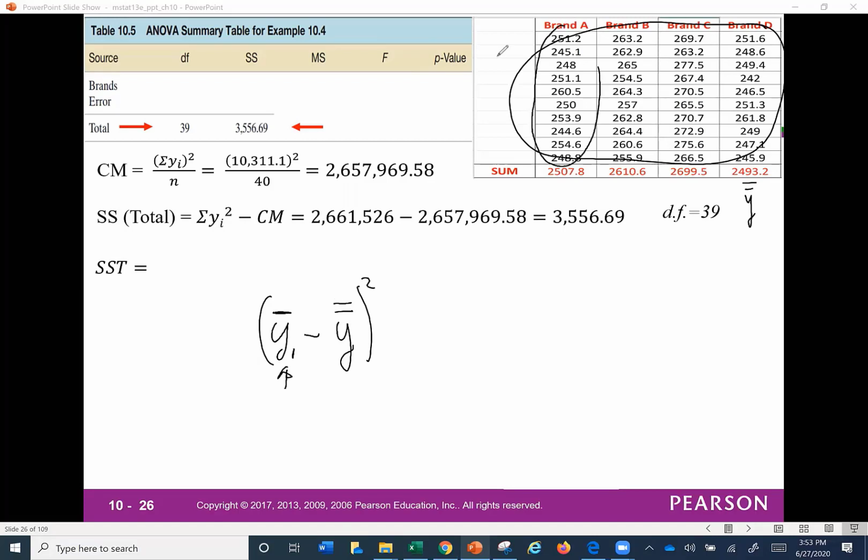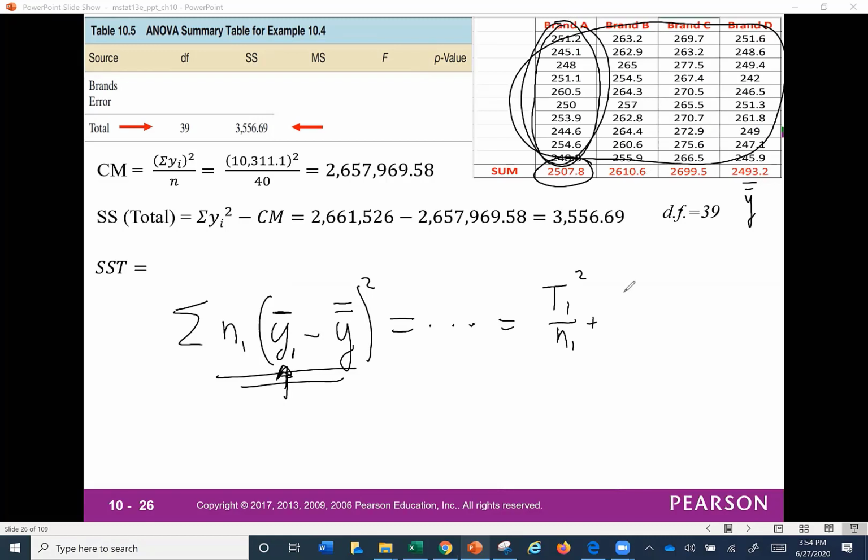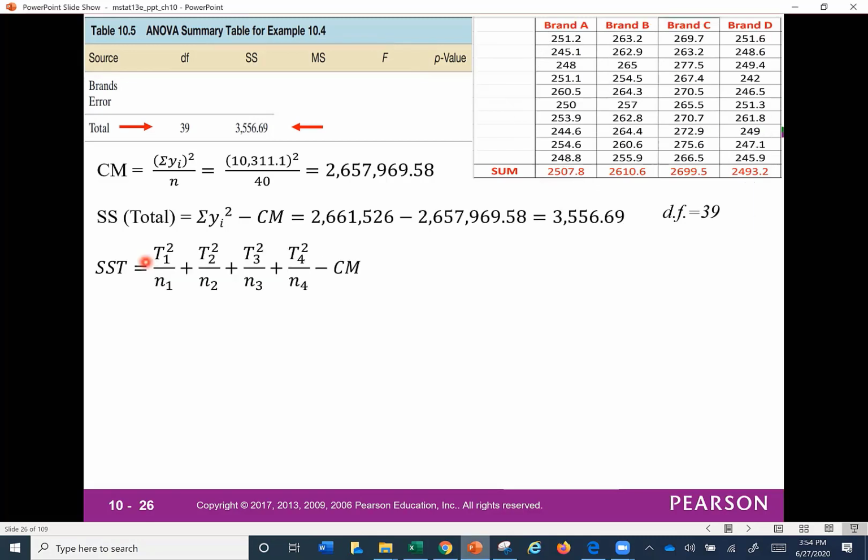But this mean is the mean of all of these 10 results. Then this mean represents 10 results, N1. For that reason, the original formula is this one. But if we develop this, we will obtain the shortcut formula. We are going to sum all of the values in this column, square that and divide it by N1, plus the sum of the second column squared divided by N2, and so on, minus the correction. That is the shortcut formula for this expression.